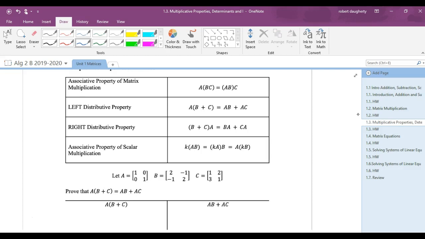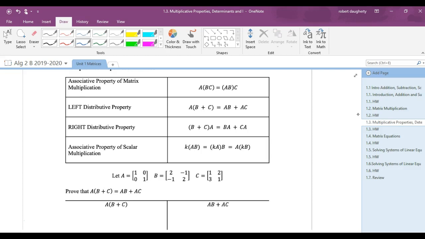The left distributive property: if I have A times B plus C, I can add B and C together and multiply by A, or I could say AB plus AC. The right distributive property: B plus C times A is BA plus CA. And the associative property of scalars: if I have a scalar number K times AB, that's the same as K times A times B, or A times KB. It doesn't matter where that scalar goes. So these are just properties with matrices.